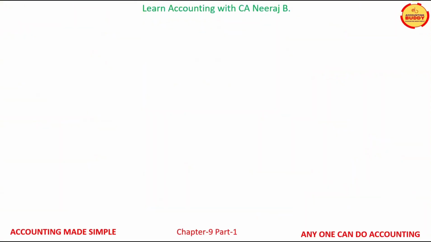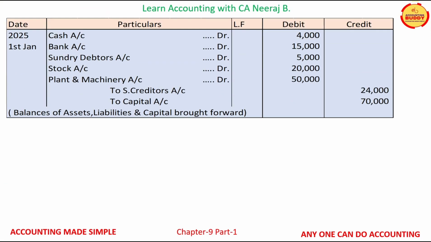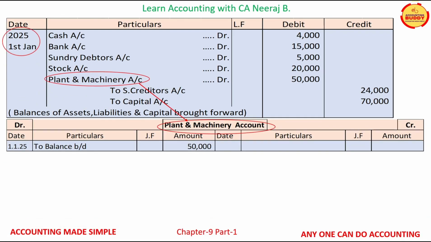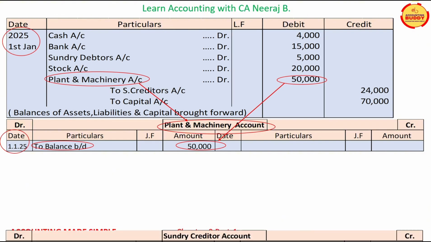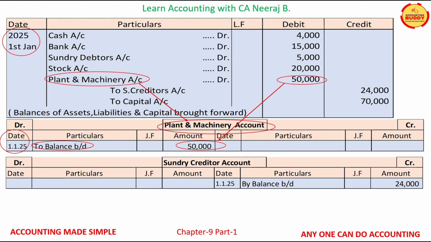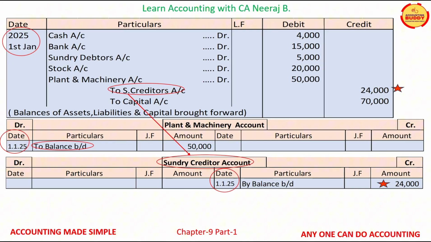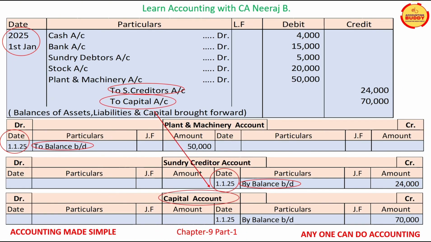Let us continue our learning of the ledger posting with the other opening entry balances. In the plant and machinery account, entry is posted on 1st of January for $50,000 by writing the words to balance brought down. Now in the sundry creditors account, the entry is posted on 1st of January on the credit side for $24,000 by writing the words by balance brought down. In the capital account, the entry is posted on 1st of January on the credit side for $70,000 by writing the words by balance brought down.